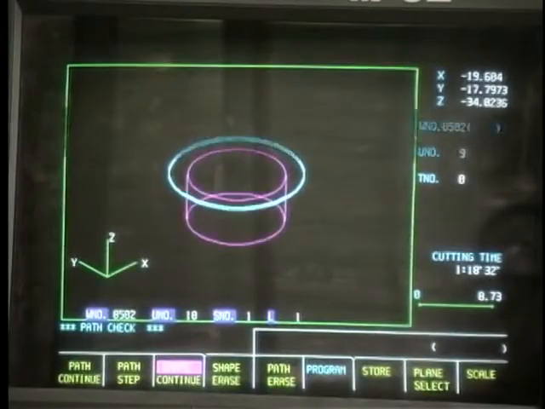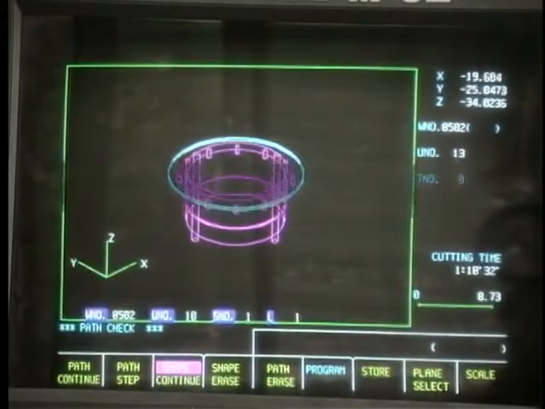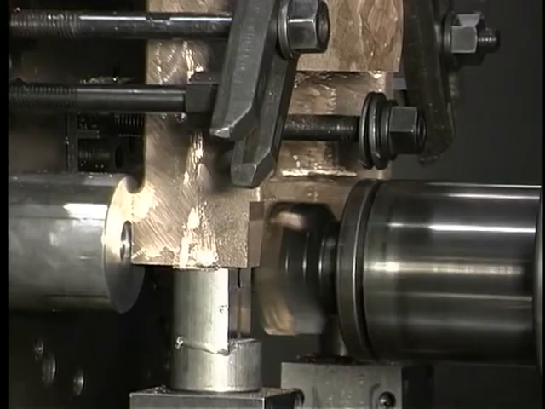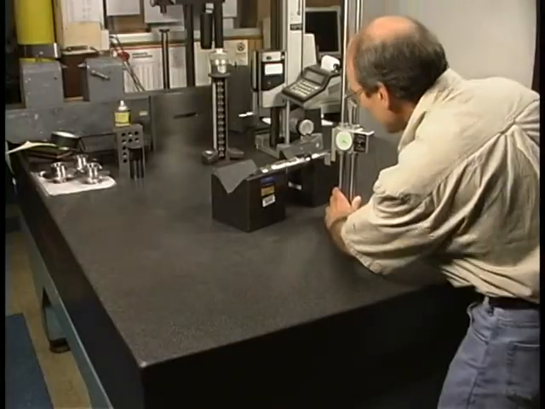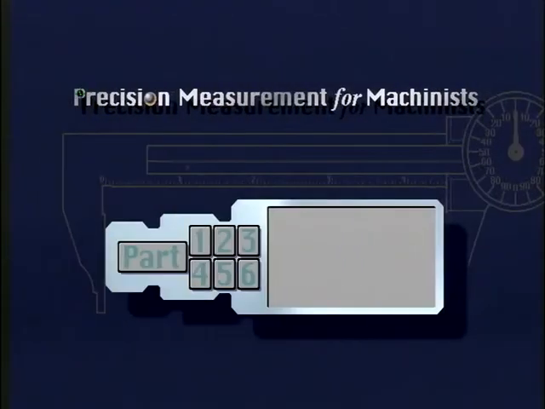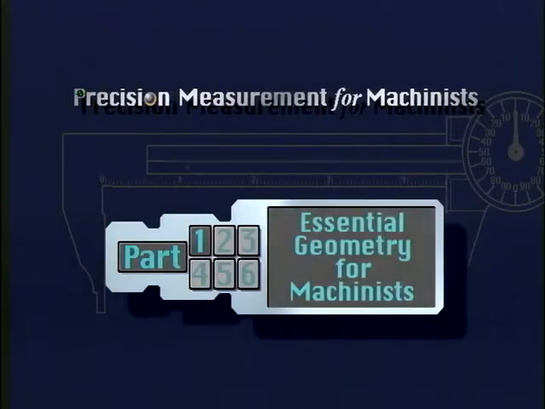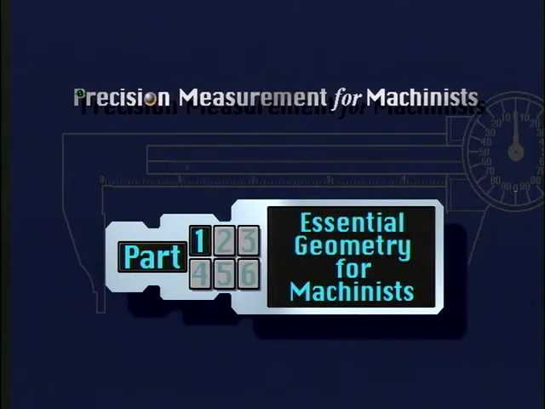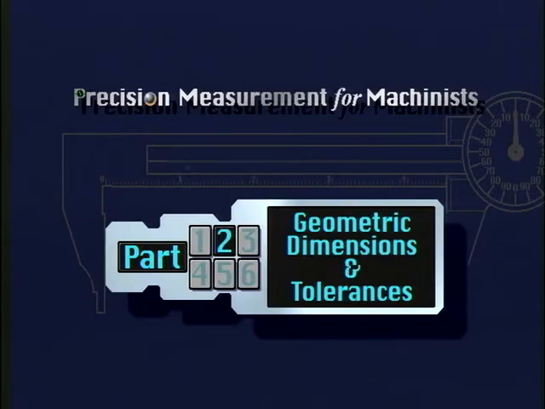This is because of the many benefits it brings to engineers and designers, machine operators, setup personnel, quality inspectors, nearly everyone involved in manufacturing. There will be 6 parts in this training tape. In the first part, you will learn the basic principles and terms of geometry which are required to understand GD&T. In Part 2, you will learn the basic concepts of geometric dimensioning and tolerancing.